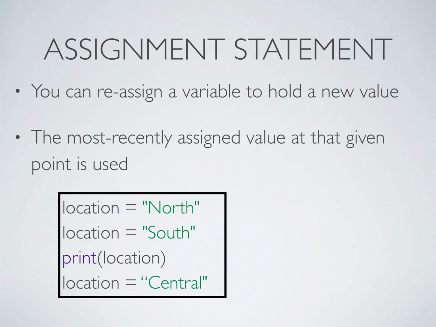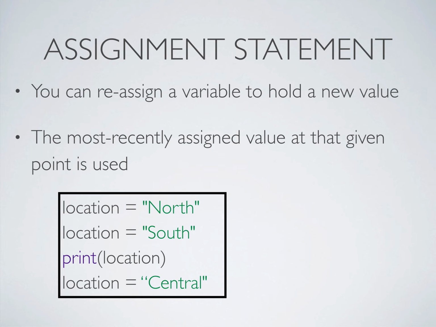Another interesting thing about variables is you can actually reassign variables to hold new values. So if later on in your code you want to give a variable that you have the same name for a new value, that's totally legal to do. You just have to be a little bit careful with that. At any point in this example here, this code is printing location. At that point when it says print location, it's going to use the most recently assigned value at that point. So when you read code, you want to read it top down, just like you would a book.